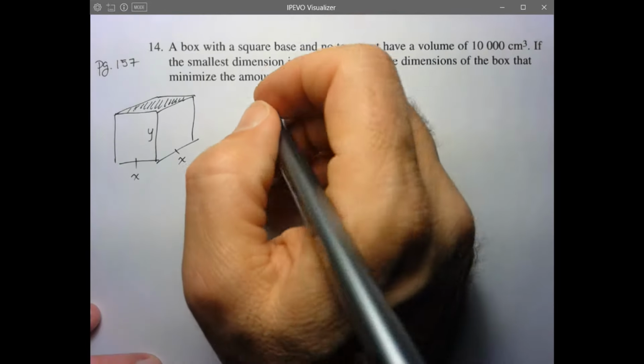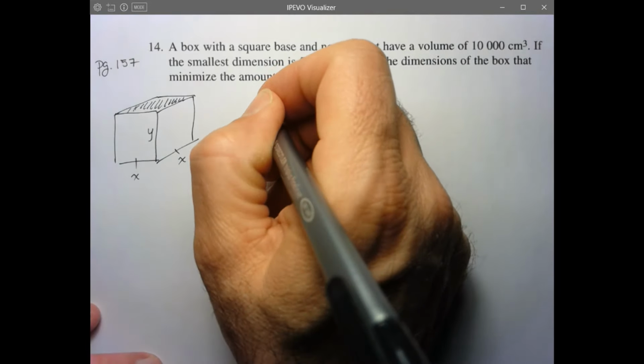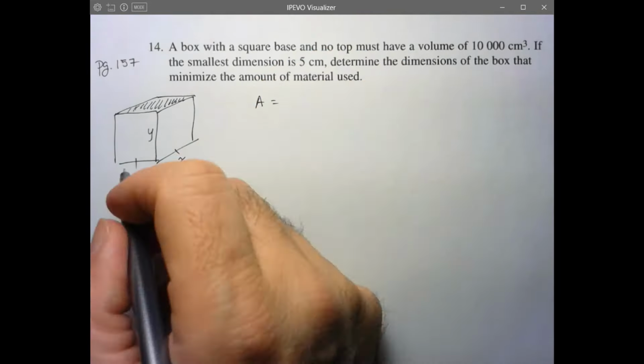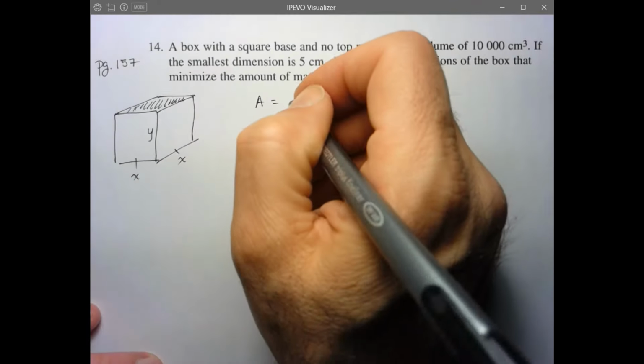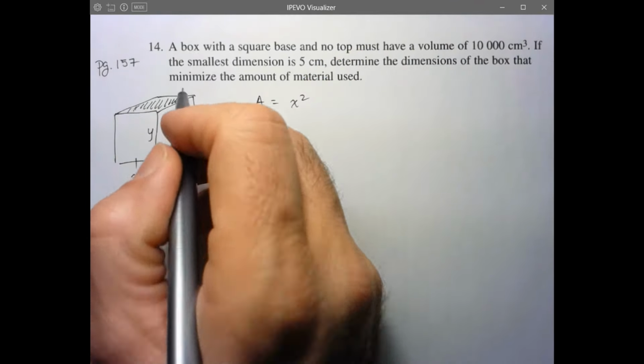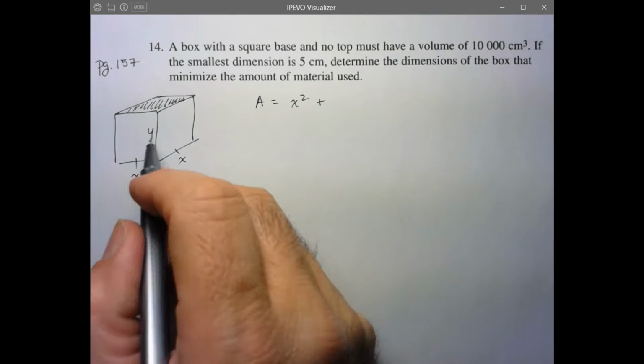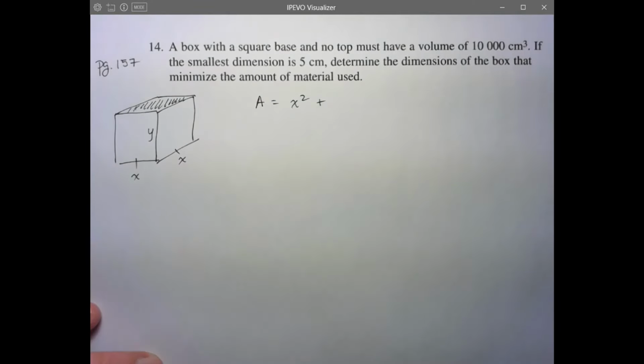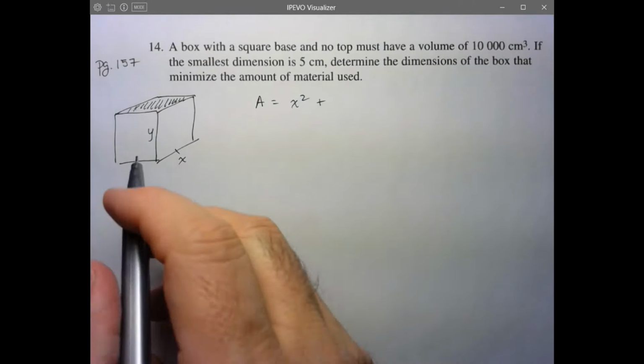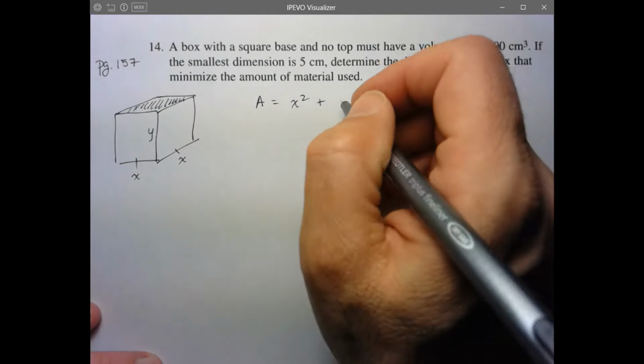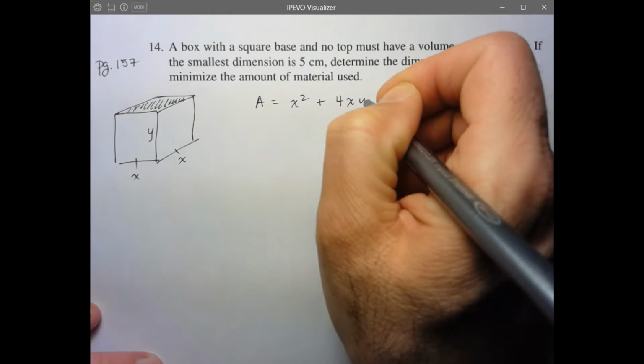Let's come up with a model for the surface area. The area is going to be the area of the base, which is just going to be X squared. Notice I'm not taking the top. Plus, each of the sides has the same area, X times Y, so plus 4XY.